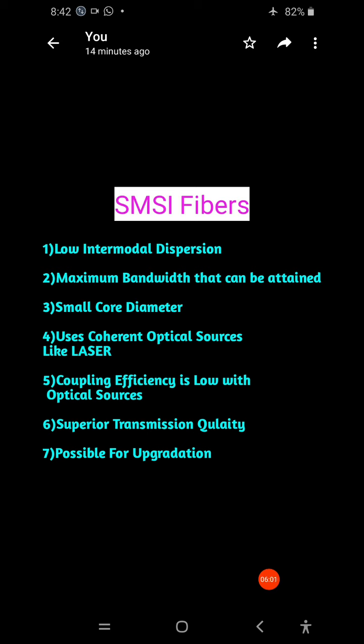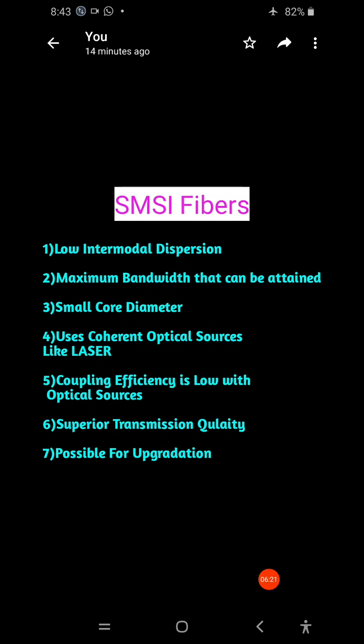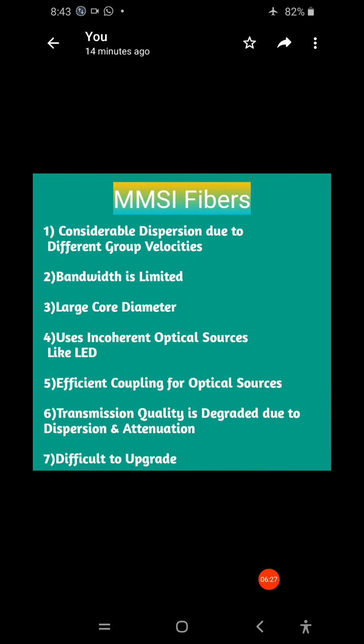Next, SMSI fibers use laser, that is a coherent optical source. Always the single mode step index fibers use laser as the coherent optical source, whereas in MMSI we use LED, that is an incoherent optical source. Here the coupling efficiency is low for SMSI with optical sources. Here coupling efficiency is high for MMSI fibers.